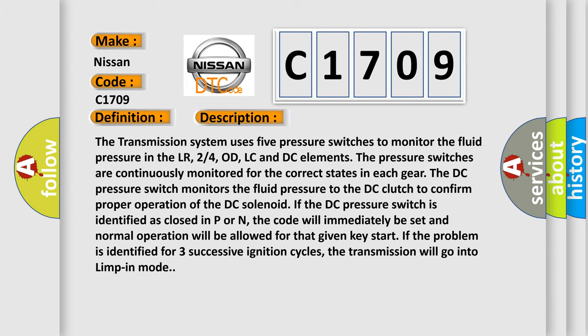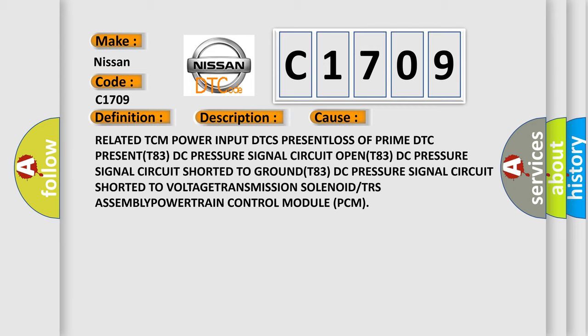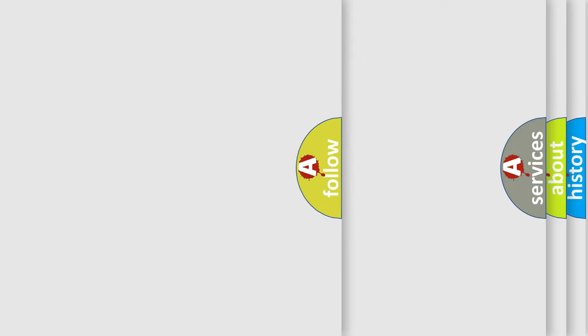This diagnostic error occurs most often in these cases: related TCM power input, loss of prime, DC pressure signal circuit open, DC pressure signal circuit shorted to ground, DC pressure signal circuit shorted to voltage, transmission solenoid or TR assembly, powertrain control module PCM.